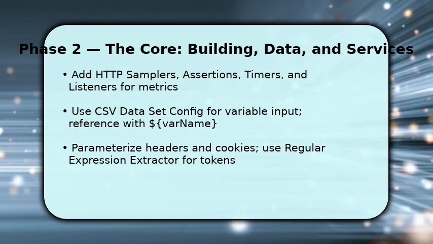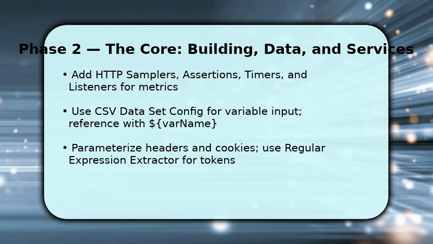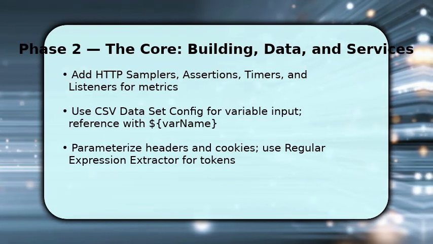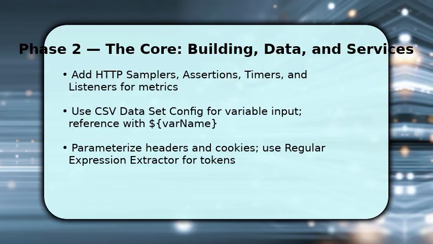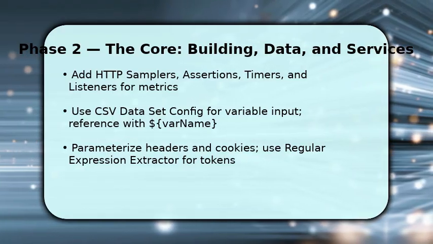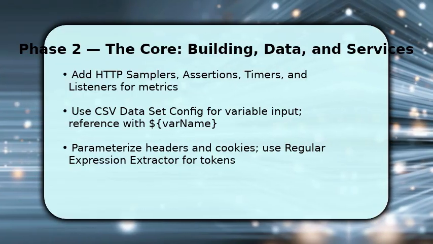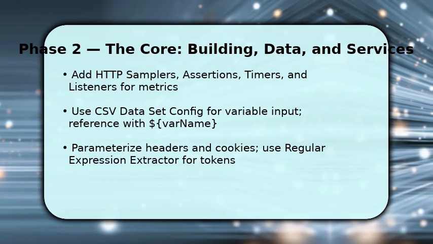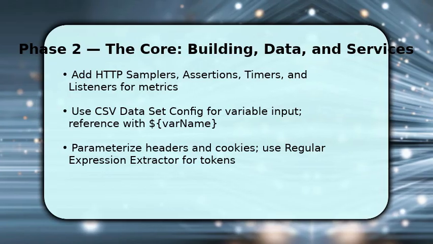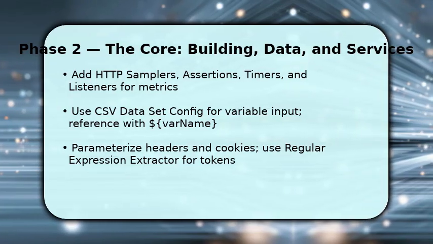Once configured, parameterize inputs with CSV Data Set Config to scale realistic scenarios. Make sure to use variable references like $user and to set file sharing options correctly. Add a regular expression extractor or JSON path to capture dynamic tokens and inject them into subsequent requests.